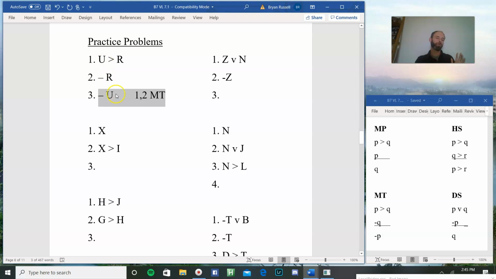So we know tilde U. How do we know that? How do we justify that step? We show that we used Modus tollens on lines 1 and 2.